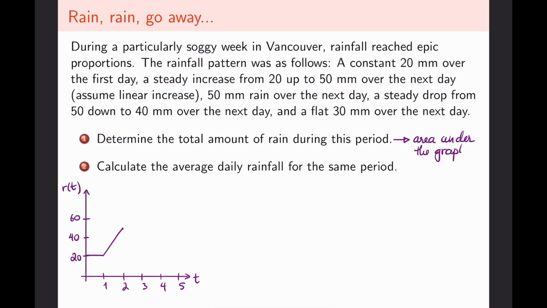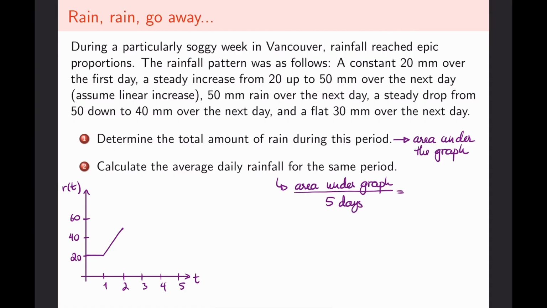And then the second part asks, once you have the area under the graph, calculate the average. Now, if you have the area under the graph and you're calculating over the period of 5 days, all we have to do is take the total and divide by 5. So this will be area under graph divided by 5 days. This will, of course, produce some kind of an actual number.